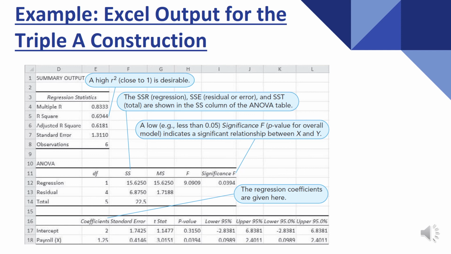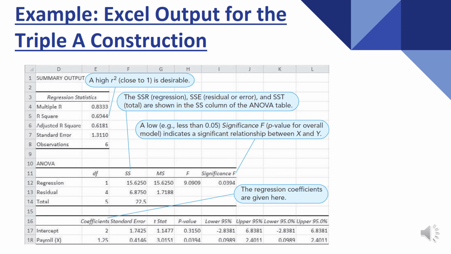As we have already computed in our AAA construction example, we have here under the coefficients at the bottom, the intercept which equals 2 and the slope which equals 1.25. And the sum of squares is shown in the column headed by SS. So another name for error is residual. So in this Excel, the sum of squares error is shown as the sum of squares residual. So the values in this output are the same values that we already have computed.